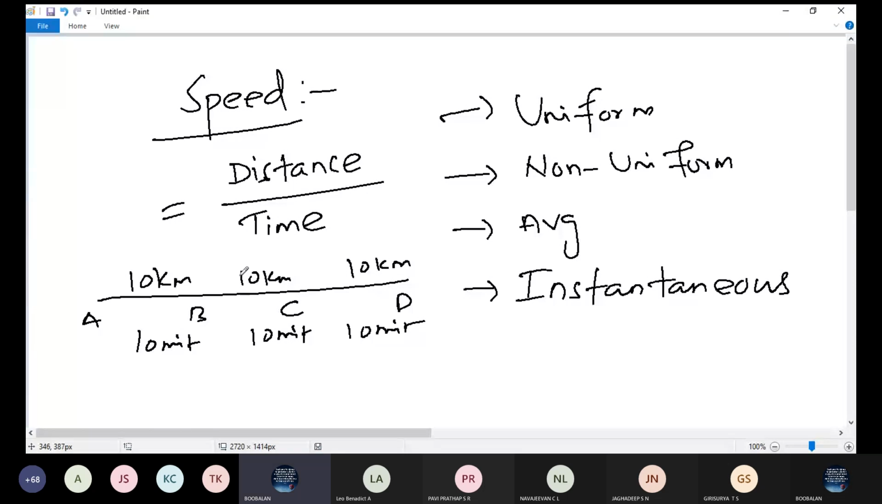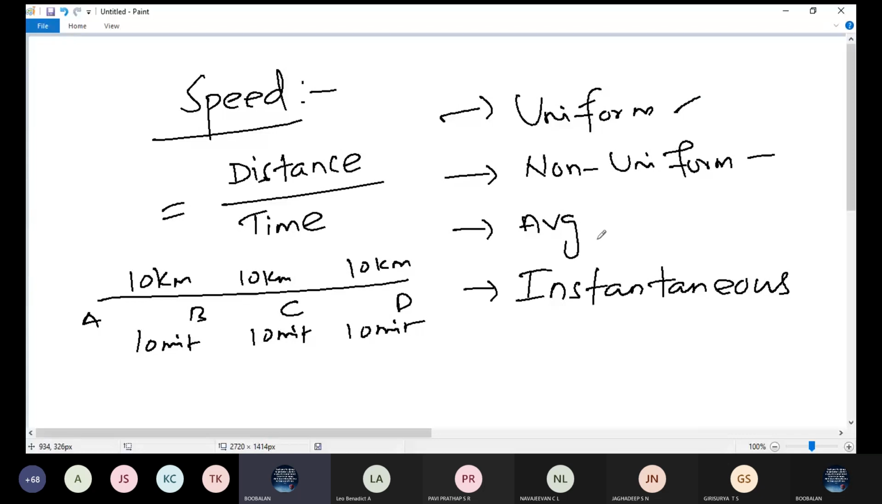Like a highway. Whenever you go on a highway, the driver mostly follows a uniform speed. Around 100 means in every area they follow 100. But non-uniform means it is some city side. If there is traffic, we reduce the speed. If there is no traffic, we can increase the speed. So everything is different. Time is also variable, distance is also variable. That is non-uniform speed.